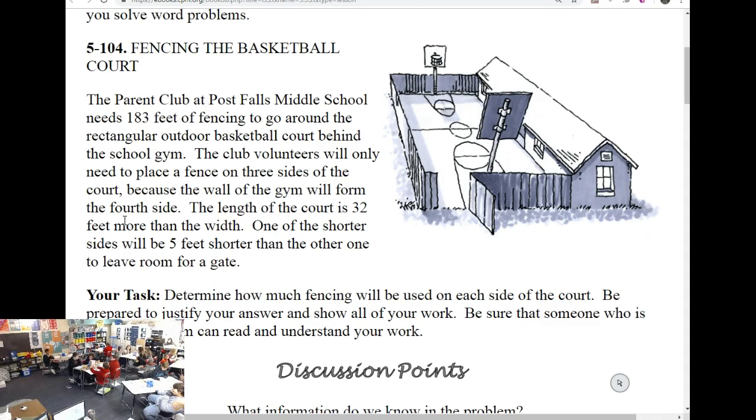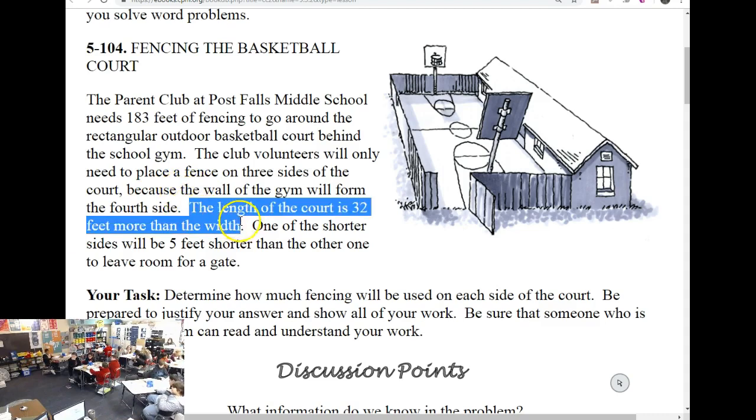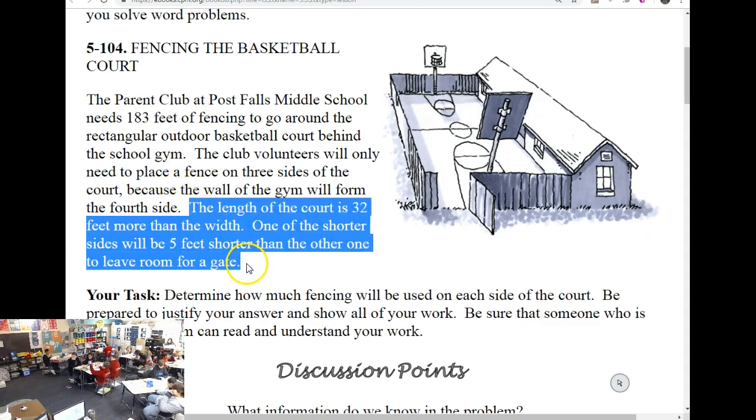The club volunteers will only need to place a fence on three sides of the court because the wall of the gym will form the fourth side. The length of the court is 32 feet more than the width. One of the shorter sides will be 5 feet shorter than the other one to leave room for a gate.